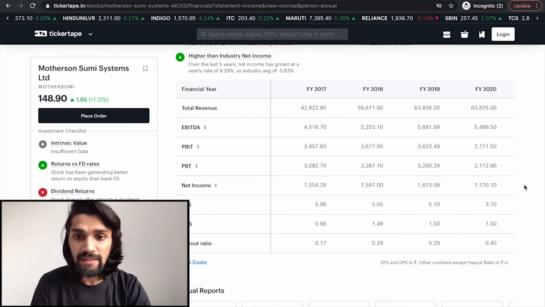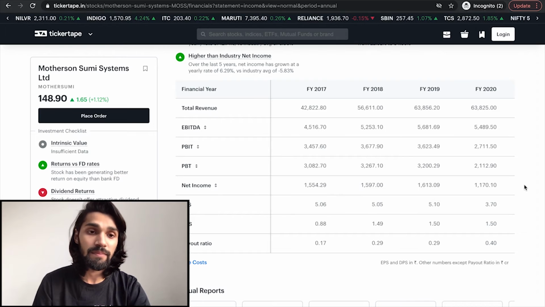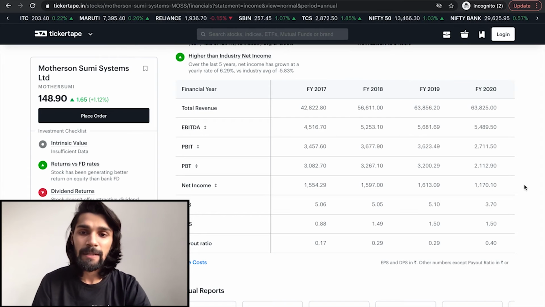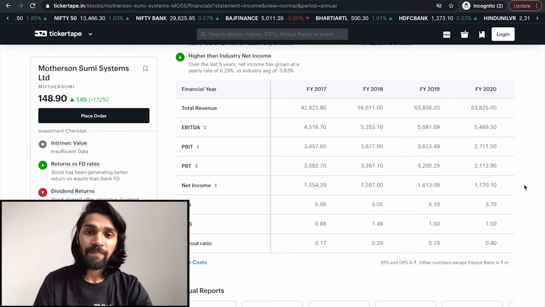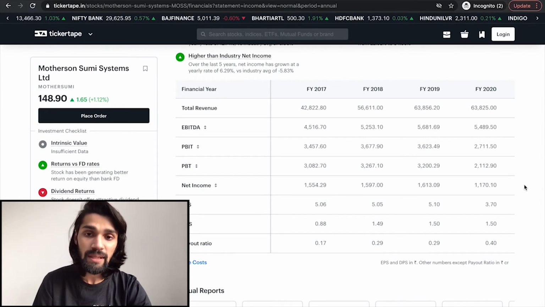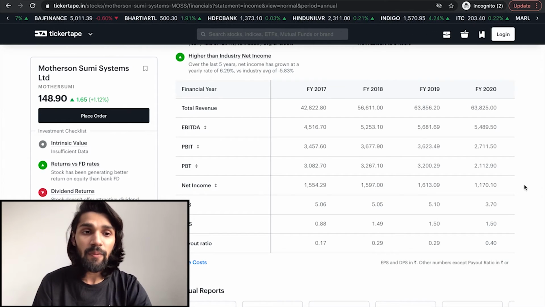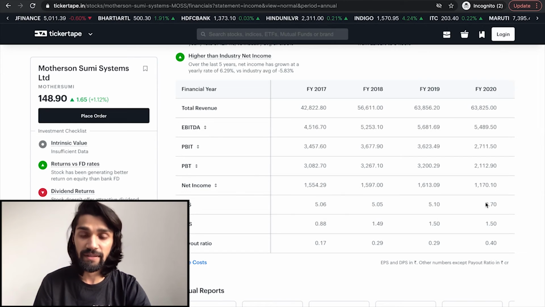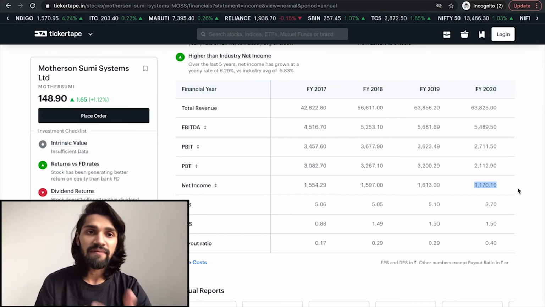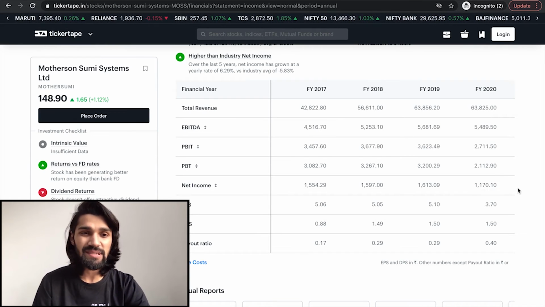You see three more things here: EPS, DPS, and payout ratio. So I thought I would cover these parts in the ratio videos, but let me just give you a gist about it. EPS stands for earnings per share. So if you had invested 147.25 rupees in Motherson Sumi, for that 147.25 rupees, the company has generated 3.70 rupees as profit. Right? How do you find out EPS? EPS has a very simple formula: profit available to equity shareholders divided by the total number of shares. So that would give you 3.70, right?